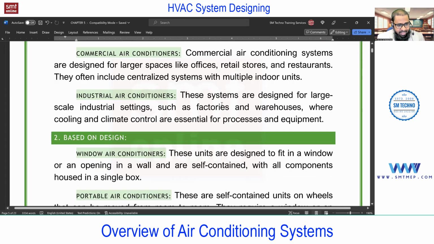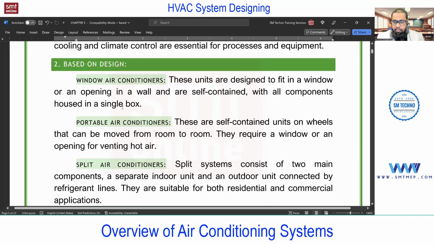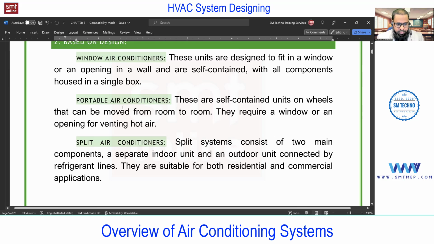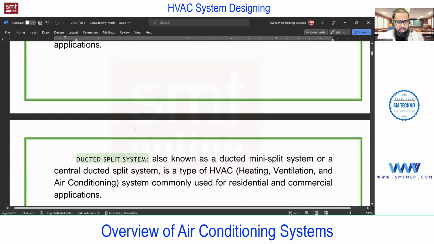Next, based on the design, everyone is aware of the window AC. Anyhow, we have this topic in detail to discuss. At this level, I'm just giving the idea. So according to design, we have a window AC, and this comes under the DX system. Portable air conditioners. Portable, if you don't know, I'll show you. We have a topic. At this level, I'm just giving a basic idea. Next, split. Everyone is aware of this split. And we have this topic also, but this is also commonly used.